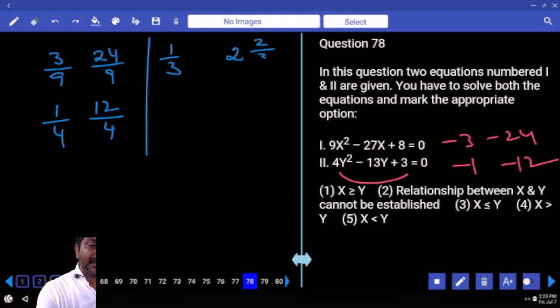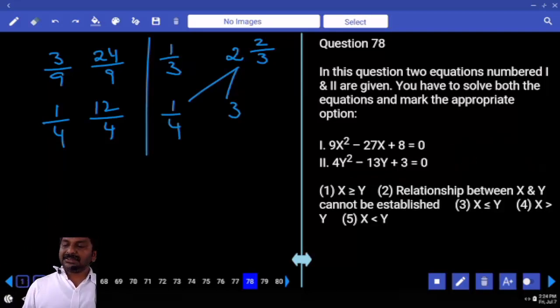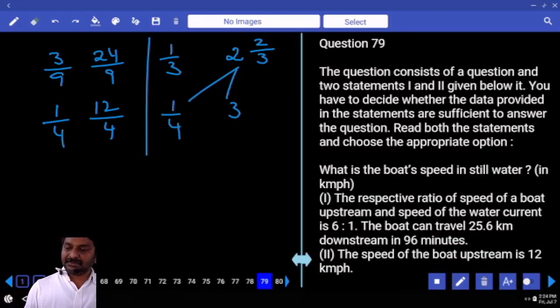2 by 3. Come on. This is 1 by 4. This is 3. So can we say 2 by 3 is in between 1 by 4 and 3? Come on. Answer. Relation cannot be established.